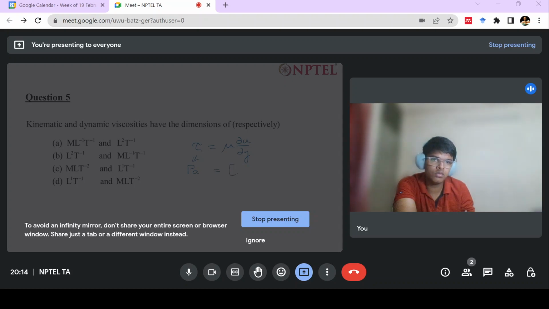And mu, this unit of viscosity we have to find out. So what is this? This is dynamic or kinematic? This is the dynamic viscosity. So dynamic viscosity is mu. Kinematic viscosity is basically mu divided by rho.